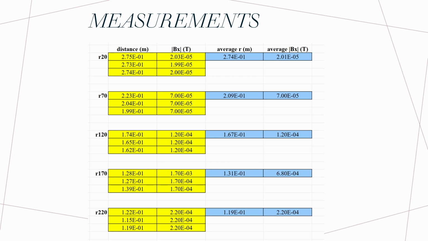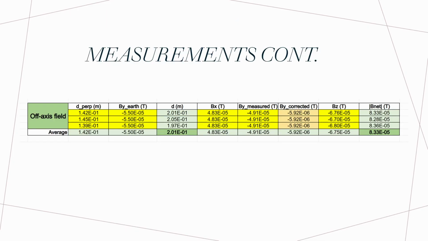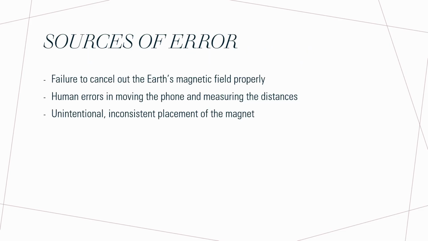These were our measurements for each value of microteslas produced by the magnet, as well as the average distances from the magnet in order to get the magnetic field at that location. These are the rest of our measurements, where we did our off-axis field at a 45-degree angle, as well as what the D value was and the net magnetic field.